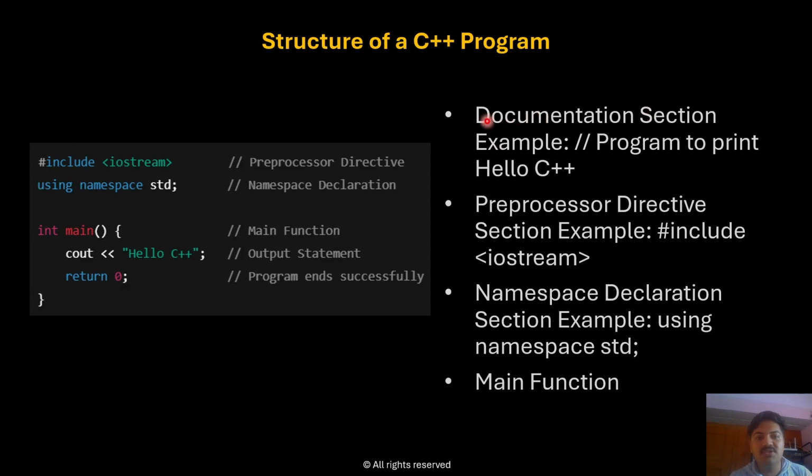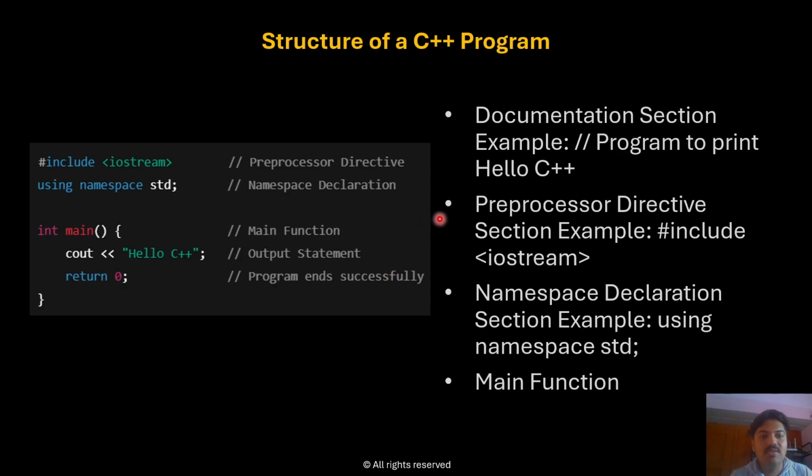So the first section is the documentation section, which is not here. We can see the example given here. The example is a comment: program to print hello C++. The documentation section is completely for the user to understand what the program will do. It does not affect the output of the program, so it is not included in every program. It is just a brief note on what the program will do.